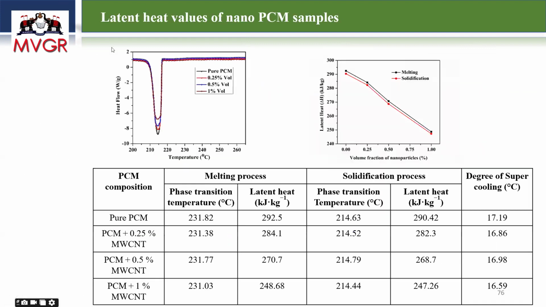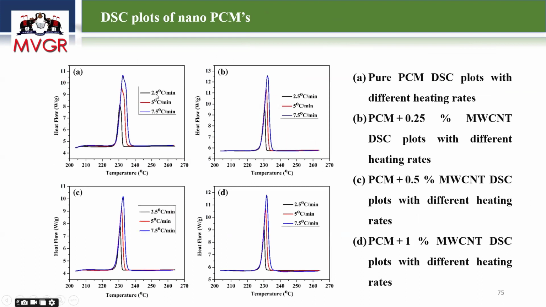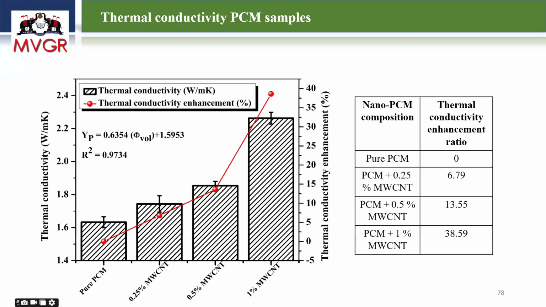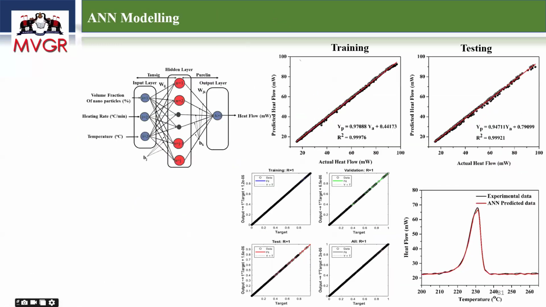So here how many heating rates? 3 heating rates are there, and that is 2.5 and 5 degrees per minute and 7.5 degrees per minute. And the temperature range I'm taking as 200 to 270 degrees centigrade. So with those input parameters, finally heat flow, I was able to predict it.